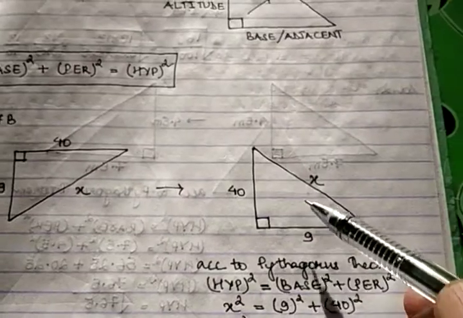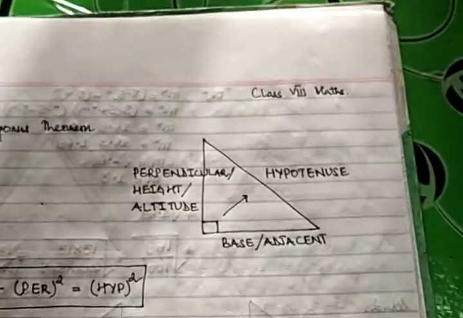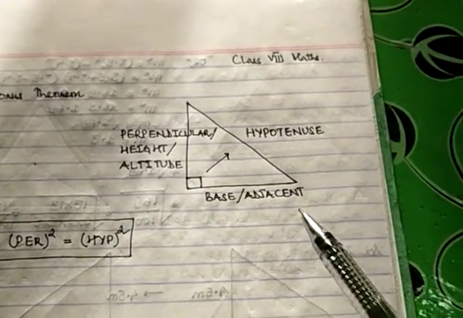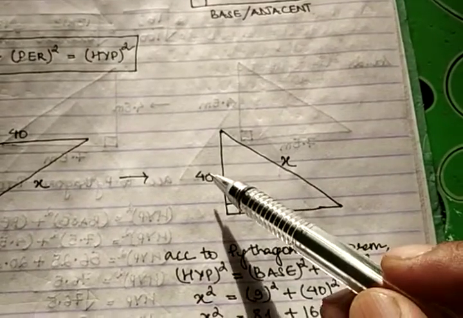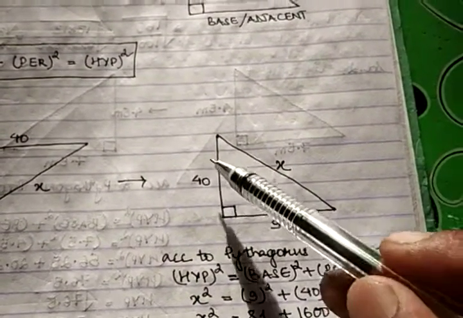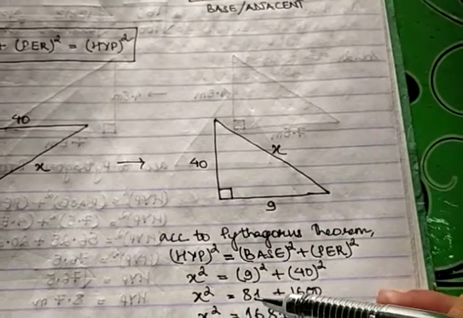90 degree was here. Now I can easily figure out the sides because I have given you this, isn't it? We know that this side is hypotenuse. This side is perpendicular, altitude or height. This side is base, isn't it?